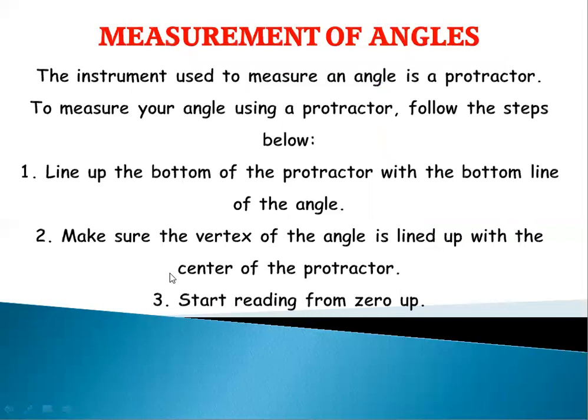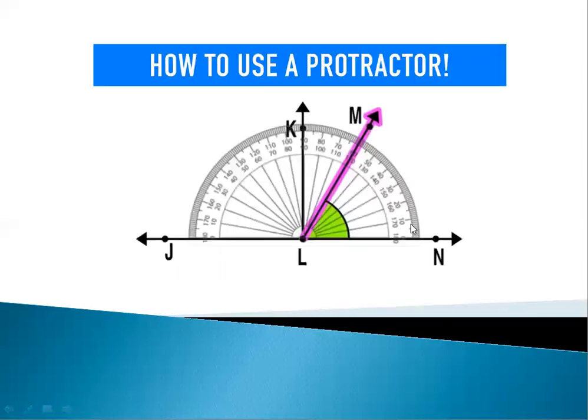Okay. So the next one says start reading from 0 up. This is what we do. You are reading from here. Don't read from this. You are reading from your right. This is the proper way to read. This is 0, 10, 20, 30, 40, 50, 60. So you can see my angle is stopping at 60. So that means this is angle 60 degrees.